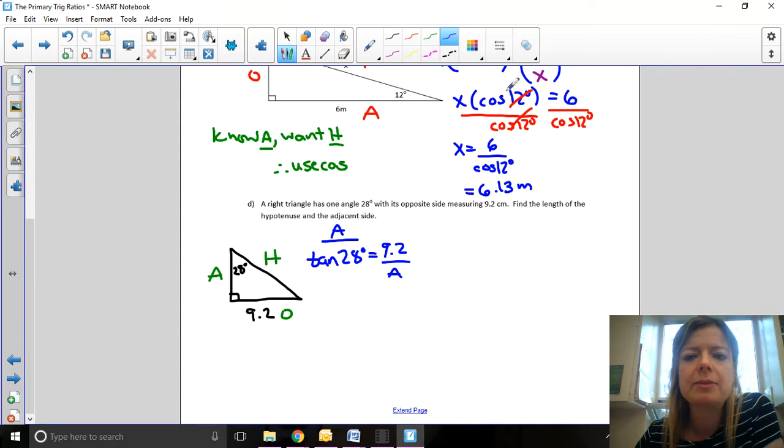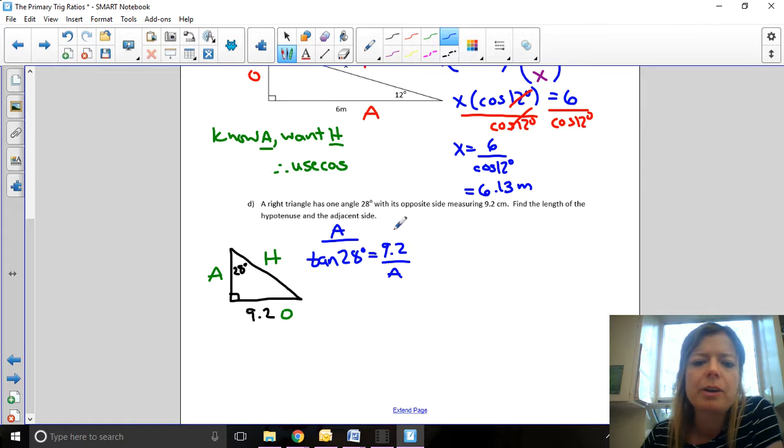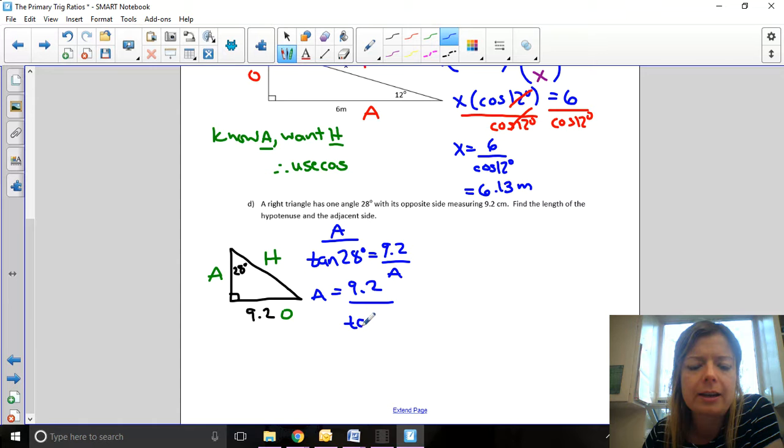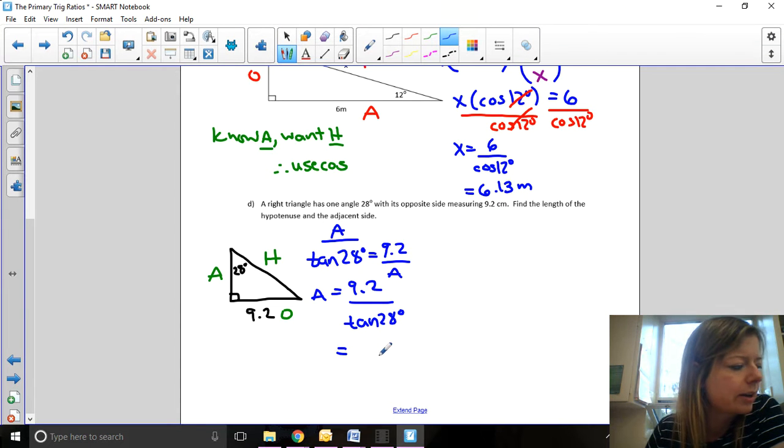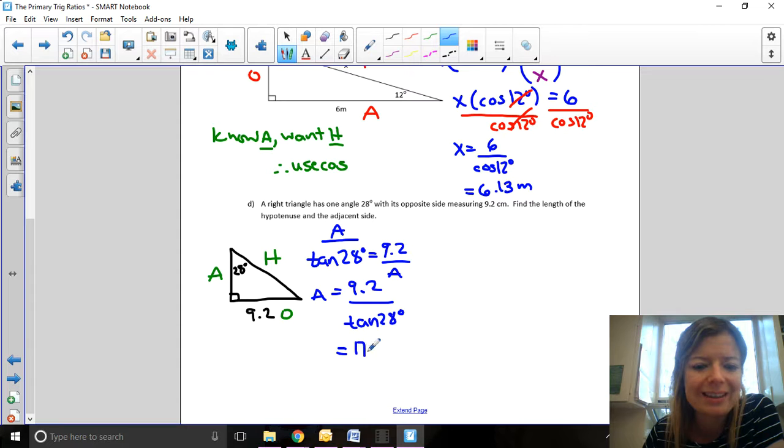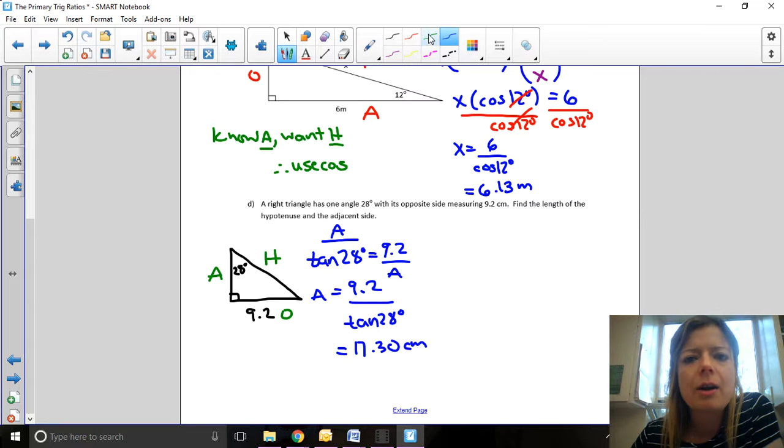So really, once you see the math here, you can see that in the end, the x just goes up top and the cos 12 went down. So really, I can just trade those two guys' spots. So A equals 9.2 divided by tan of 28 degrees. So your calculator is a wonderful thing, and it will tell you that that is 17.30 centimeters.